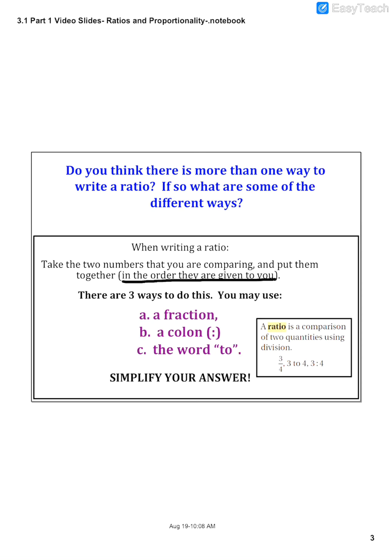You may use a fraction, and if we look, there's some examples down here. A colon, and that would be an example right here with the 2 dots, or the word to. So those are the 3 different ways to write a ratio. One important thing to remember is that you must always simplify your answer. A ratio is always written in simplest form.